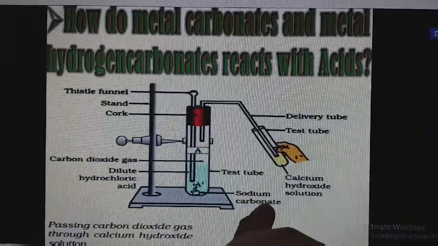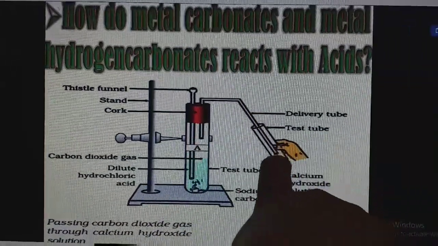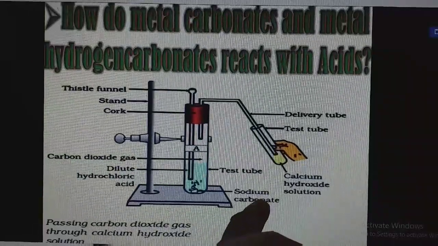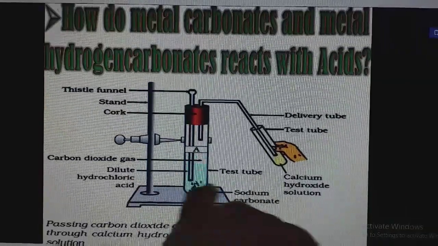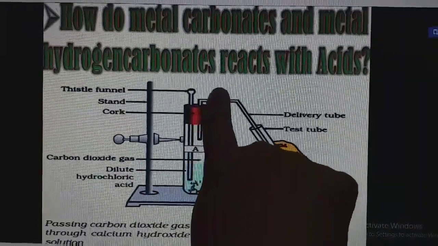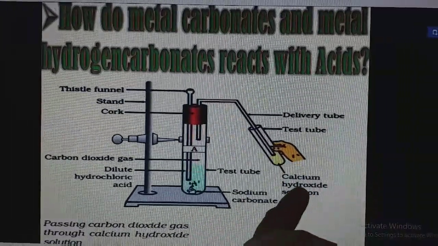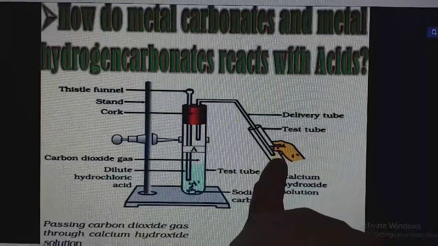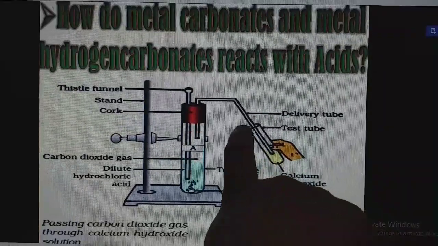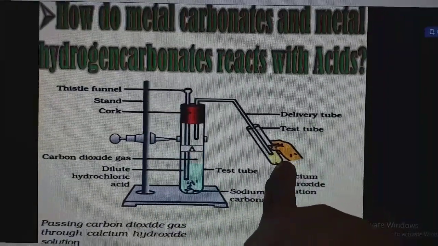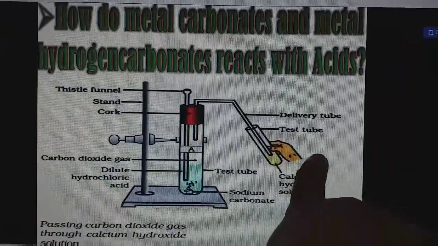So what will happen? Sodium carbonate reacts with hydrochloric acid and liberates carbon dioxide, and the sodium reacts with Cl, since hydrochloric acid contains Cl, forming salt. So what gas is liberated here? CO2 gas is liberated. That CO2 gas reacts with calcium hydroxide and it turns milky. Calcium hydroxide is a colorless solution. Whenever carbon dioxide is passed through it, it turns milky. Milkiness is due to the formation of calcium carbonate.